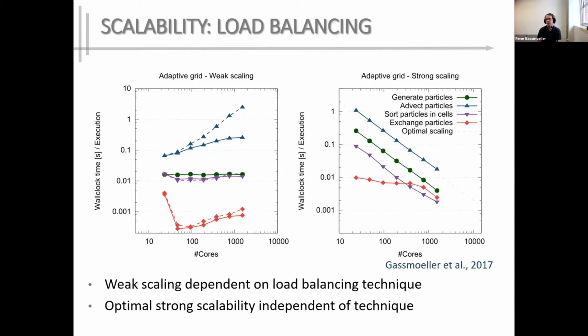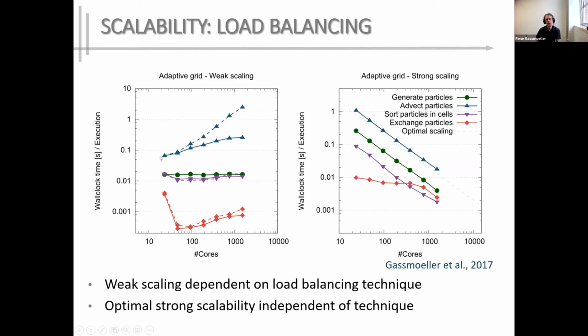And this allows you to achieve pretty good parallel scaling for these methods. So on the right-hand side, you see strong scaling for different parts of the particle algorithm. On the left-hand side, you see weak scaling. And you can see that particle methods have the property that they scale pretty well in a strong scaling sense. So you see a nearly perfect strong scaling in all cases.